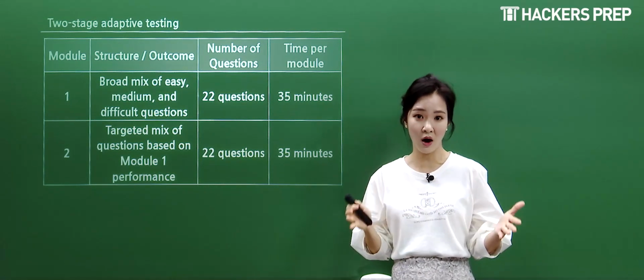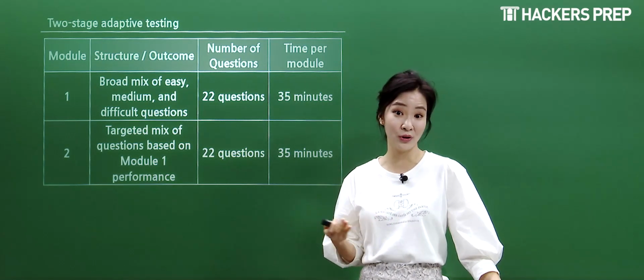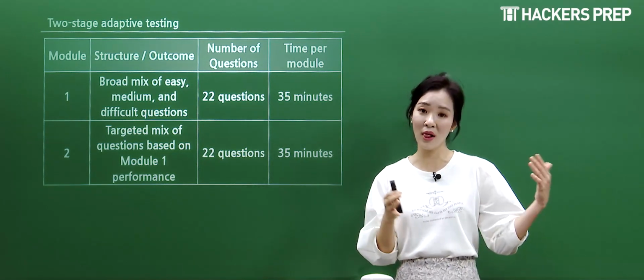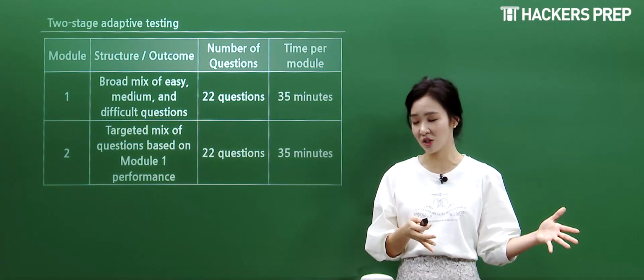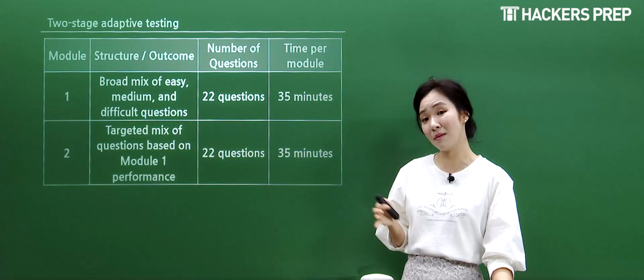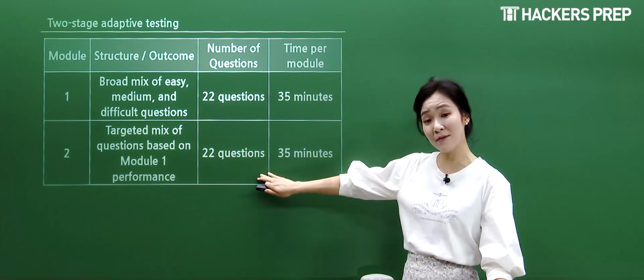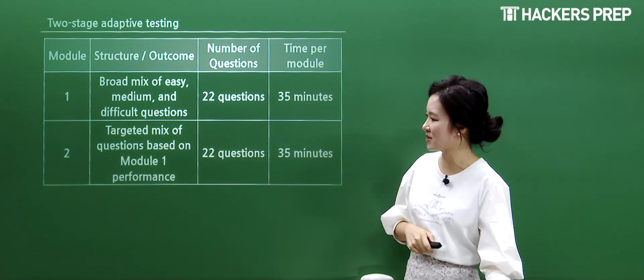In the second module, that's going to be a targeted mix of questions that's actually based on your own performance on Module 1, which means students who've scored pretty high or have done really well on Module 1 will get a relatively harder level or set of questions. And the other students who've done about average or maybe not so great will get an easier level of questions for Module 2. Same format, 22 questions in 35 minutes.